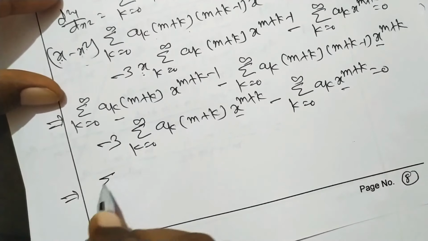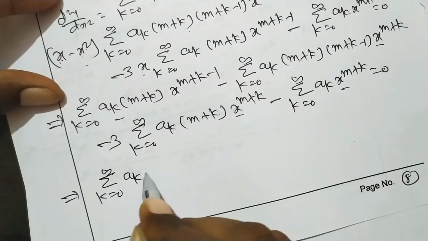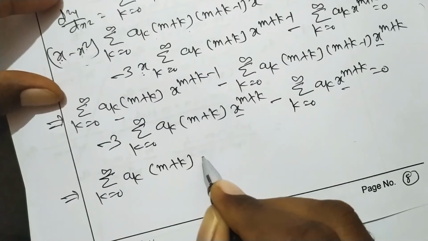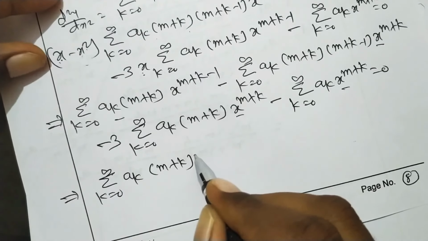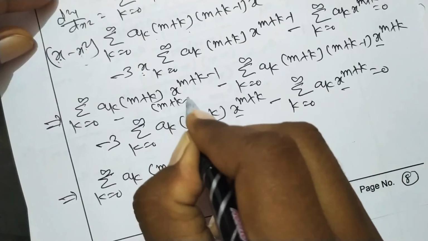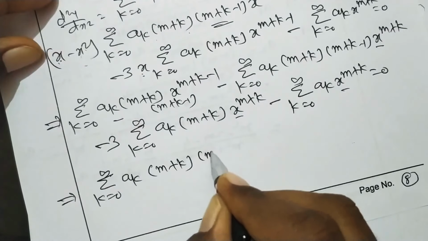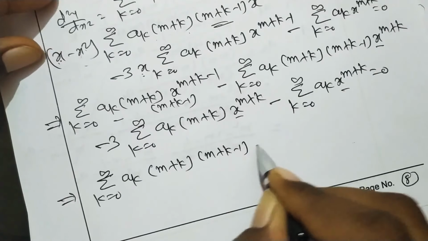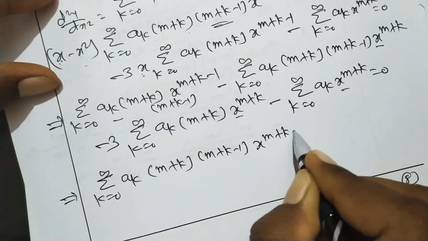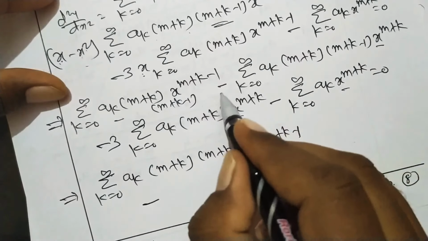So this implies summation of k varies from 0 to infinity ak into m plus k, ak into m plus k into m plus k minus 1, into x to the power m plus k minus 1 as it is, minus. Look here, there is a minus sign.